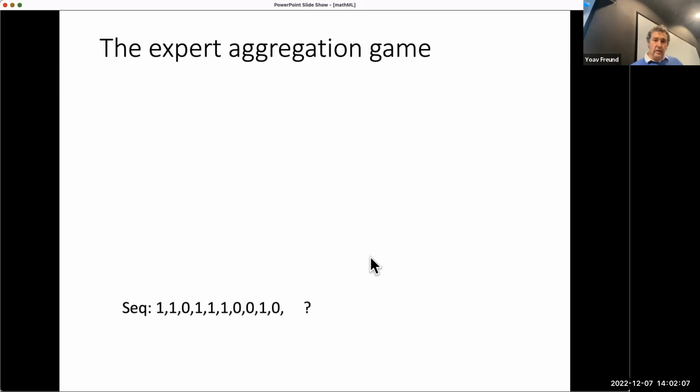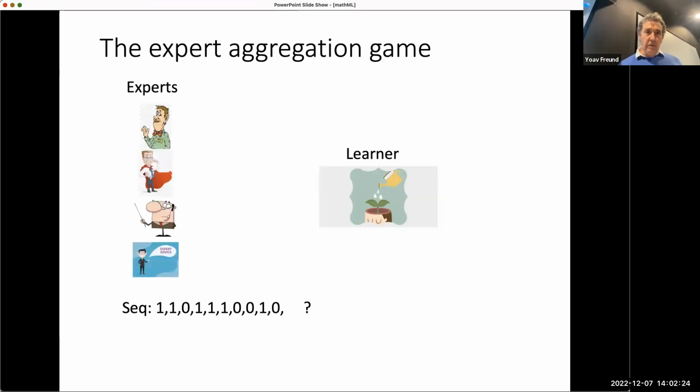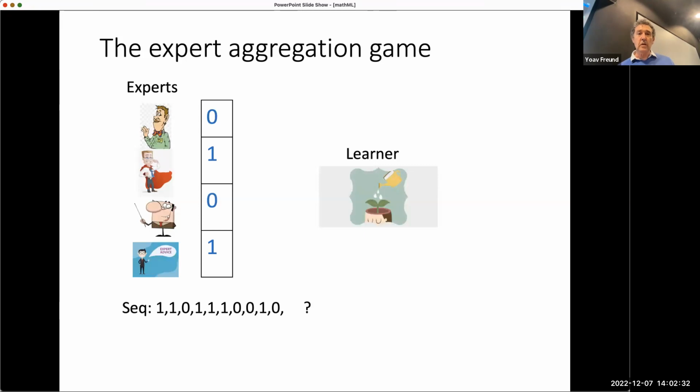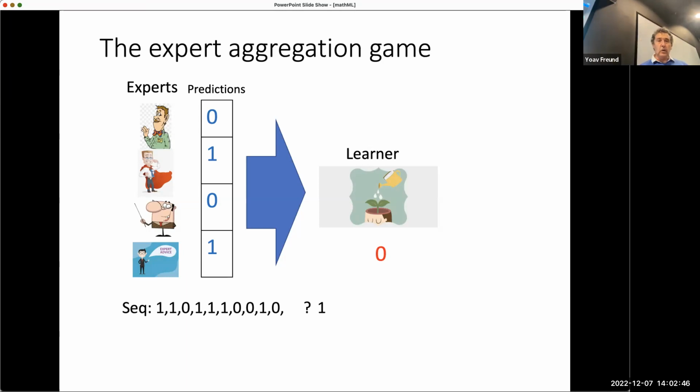The classical problem with online learning is expert aggregation. We have a binary sequence we're trying to predict. There's a learner that is trying to predict the next bit. By themselves, the learner can't do much, but they have a bunch of experts that are giving their predictions. Based on those predictions of the experts, the learner decides on their own prediction. And then finally, the next bit is seen. So that is basically the ongoing game.